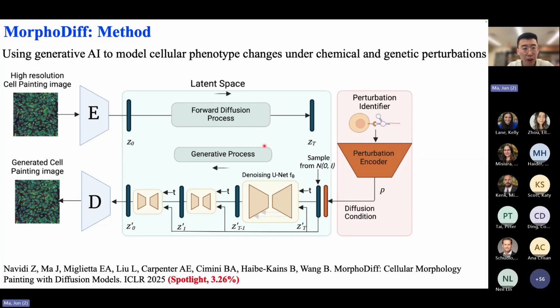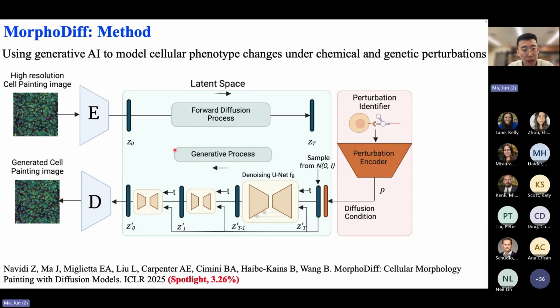We build this generative AI model that can simulate different cellular phenotype changes under various chemical and genetic perturbations. The framework contains 4 major modules. First is the encoder and the decoder. We project the high resolution image into the embedding space with the encoder, and then we can also reconstruct the high resolution image by passing the embedding to the decoder.